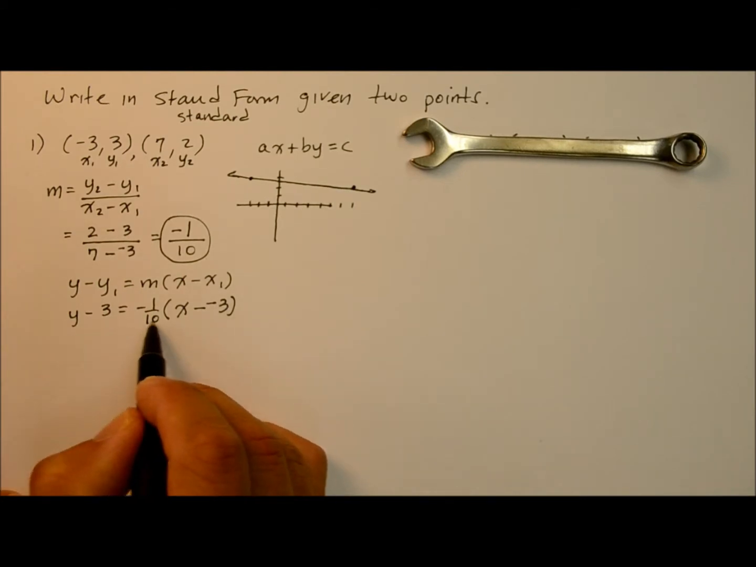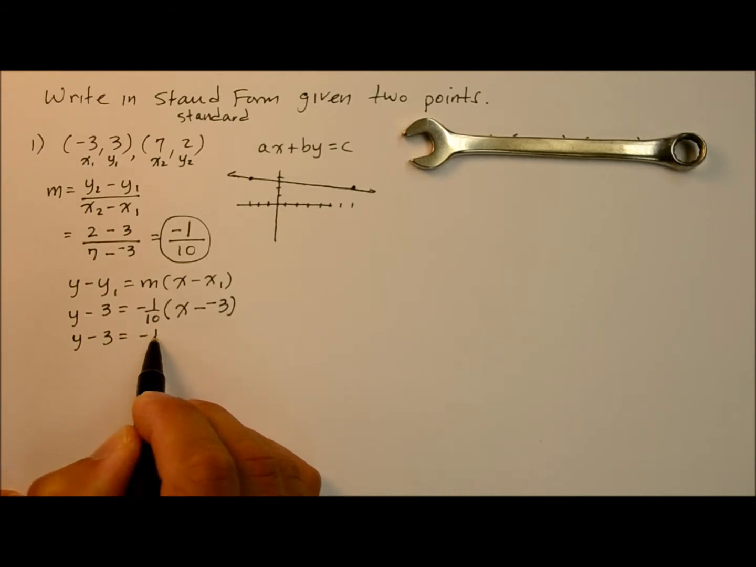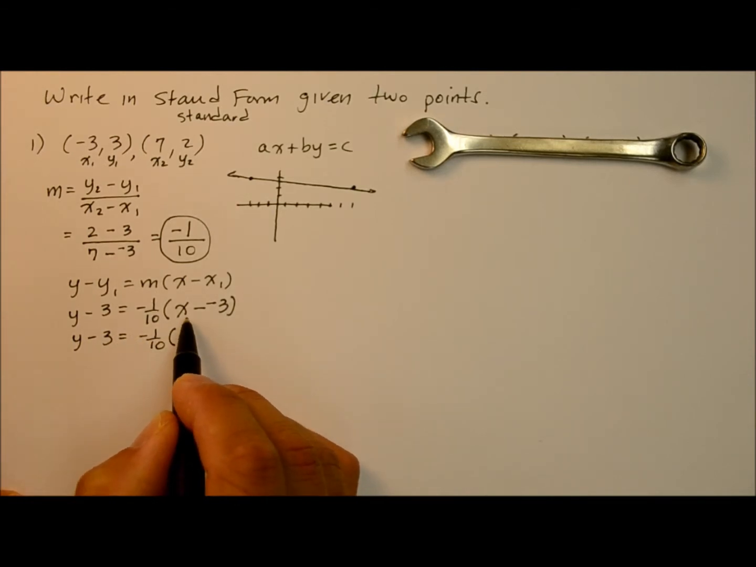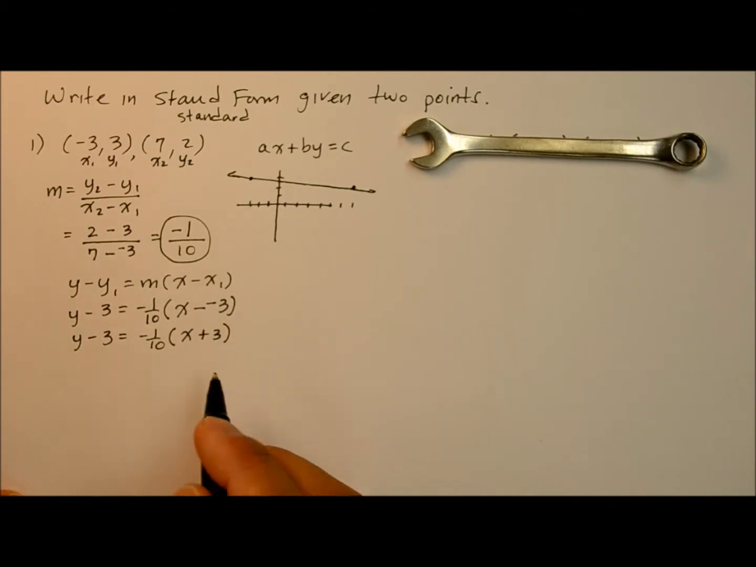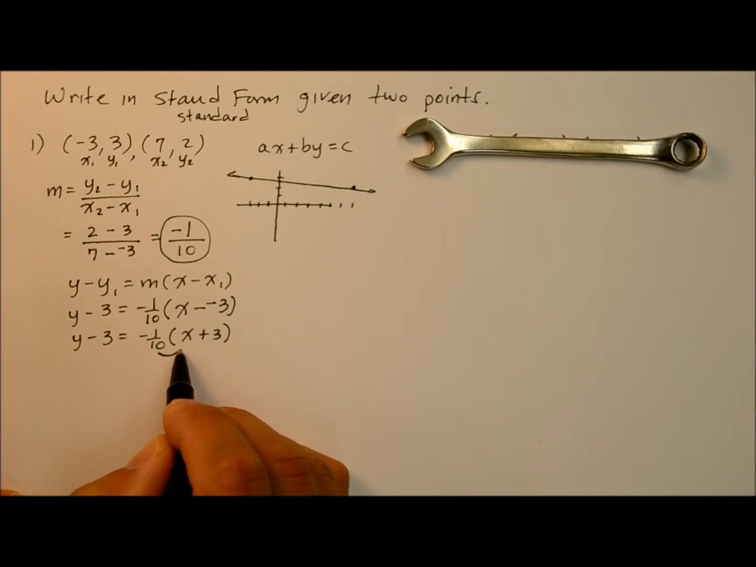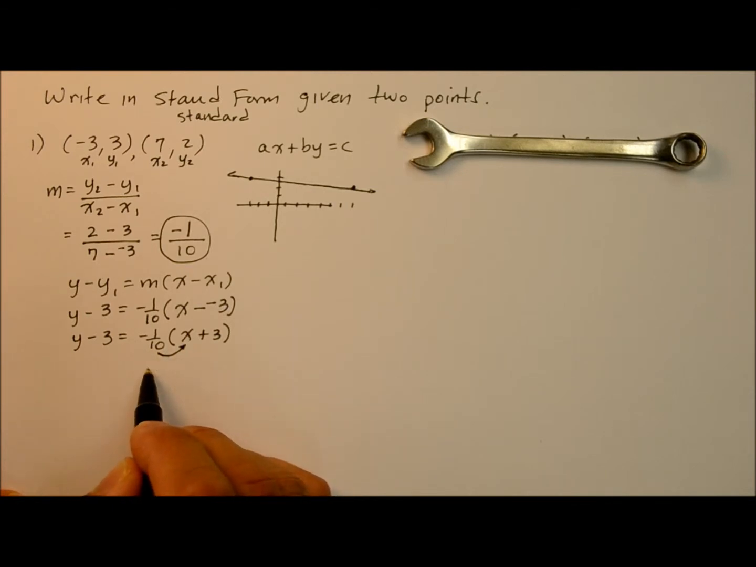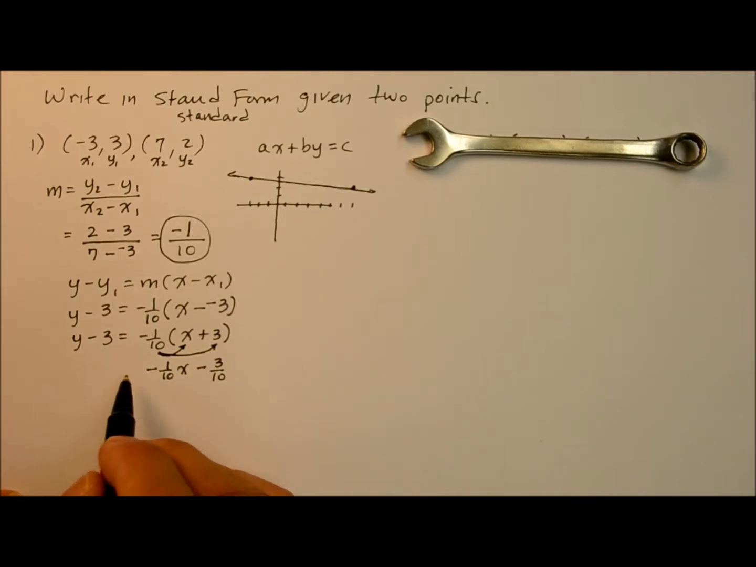Okay, now we're going to rewrite this and simply evaluate. y minus 3 is equal to negative 1 over 10 times the quantity x, negative becomes plus 3. Now, if you see a number outside of parentheses, you're supposed to do the distributive property. So you go negative 1 over 10 times x, negative 1 over 10x. Negative 1 over 10 times 3, negative 3 over 10. And what's on the left side? y minus 3.